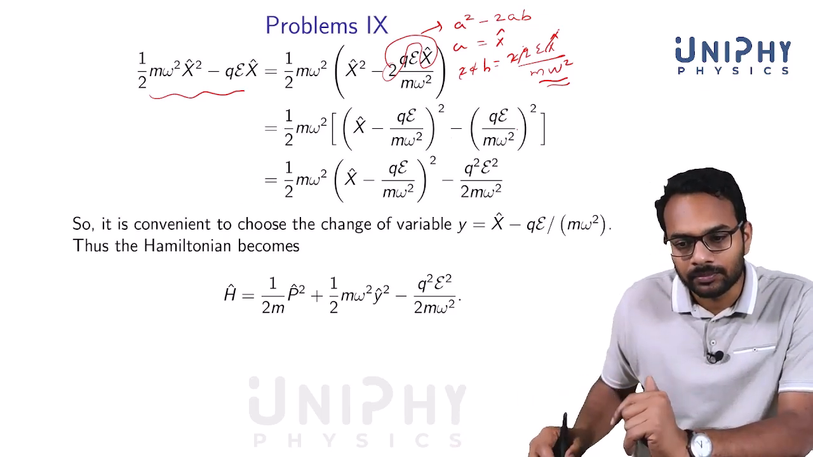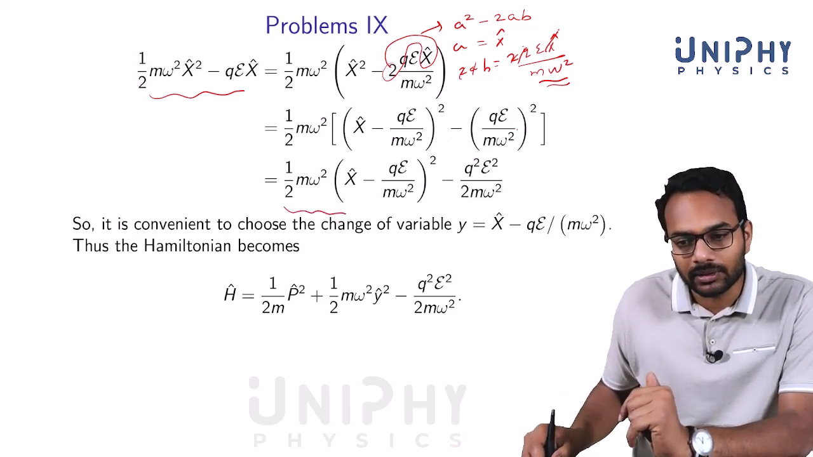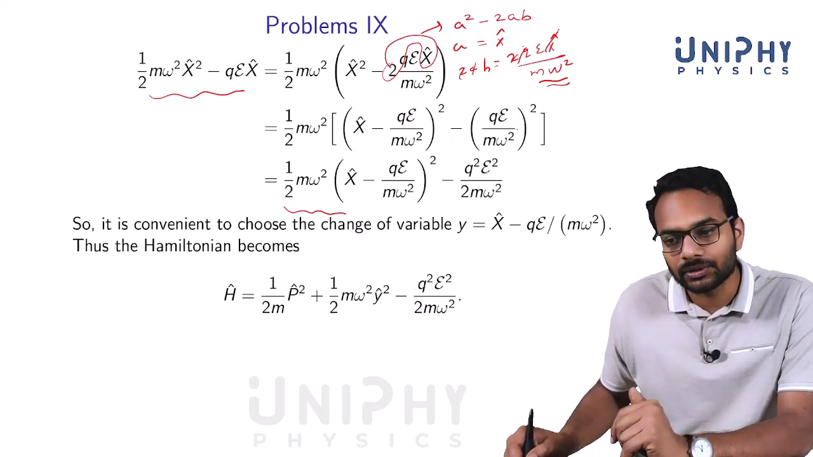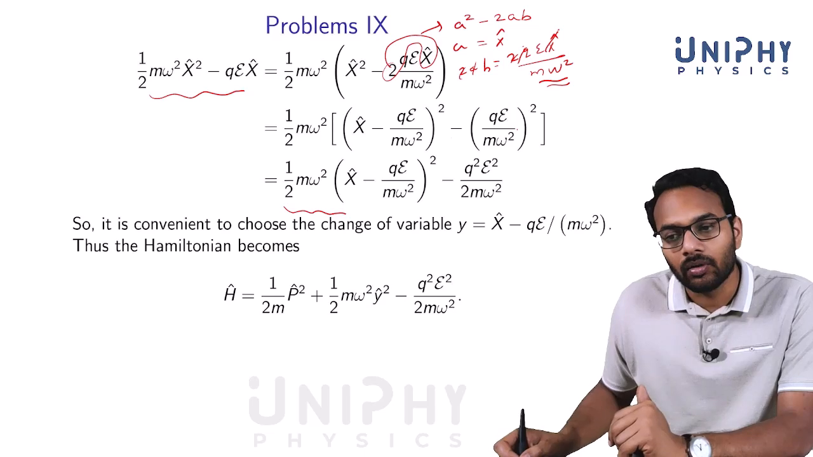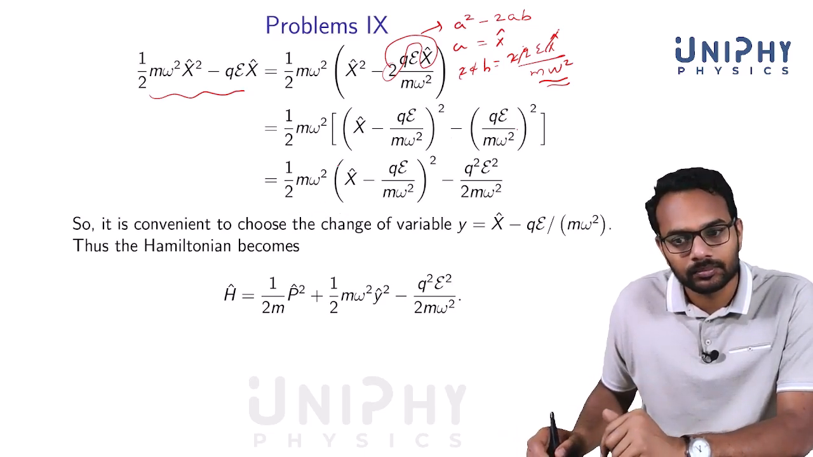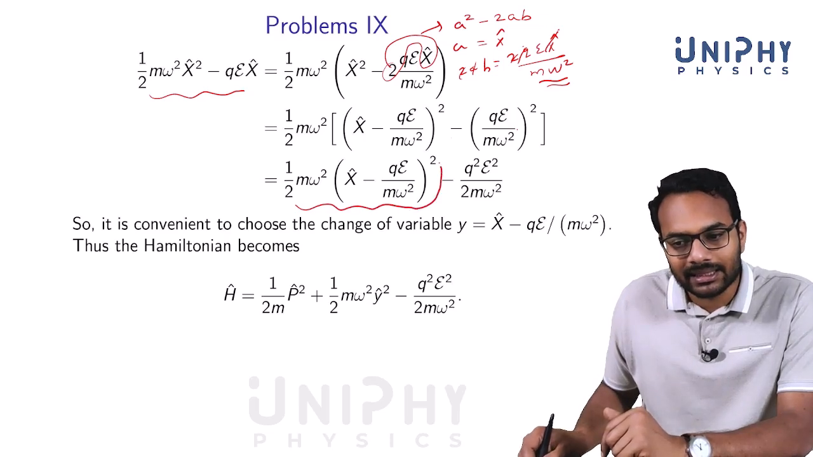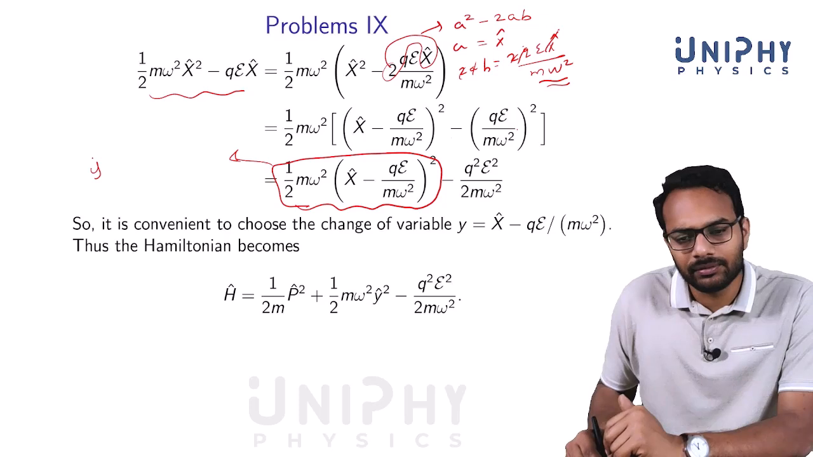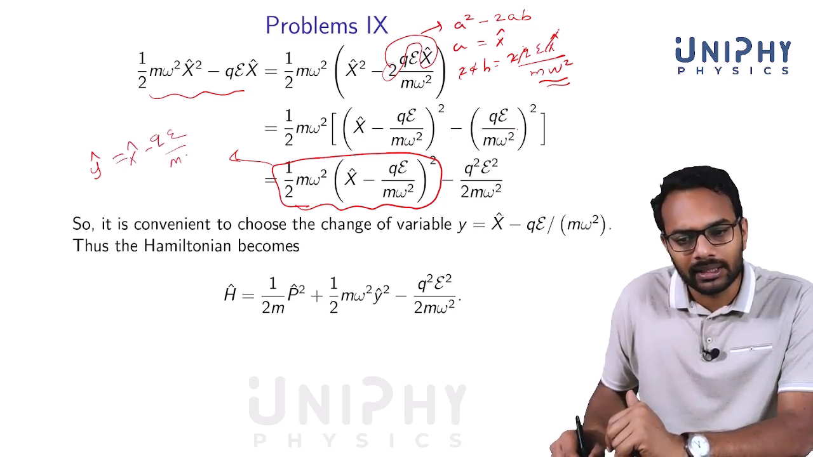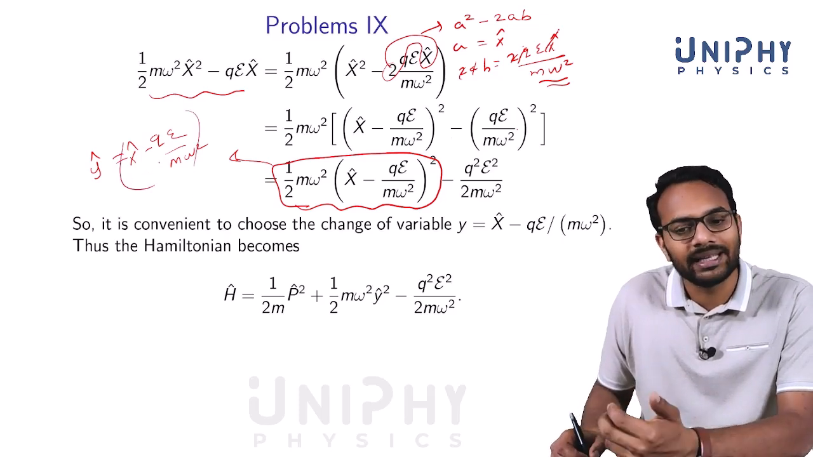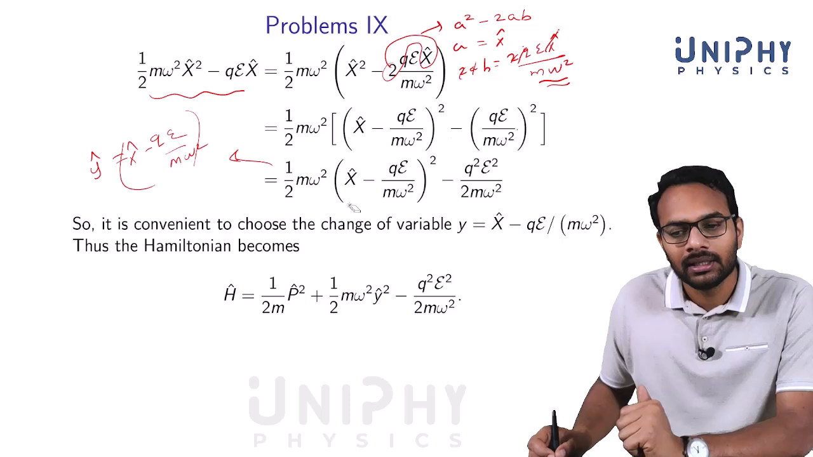You will see how. So this is now half m omega square (x minus q epsilon by m omega square) whole square minus q square epsilon square by 2m omega square. I've just multiplied this half m omega square inside. Now what is this? This is exactly the harmonic oscillator potential with a change. If we take a coordinate y equal to x minus q epsilon by m omega square, if instead of x we put x minus q epsilon by m omega square, this is exactly the harmonic oscillator potential.